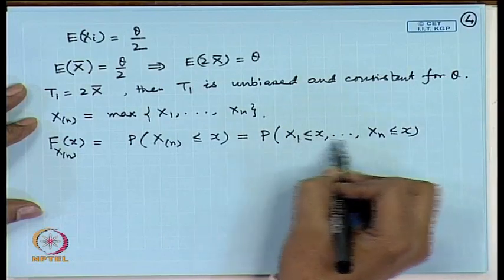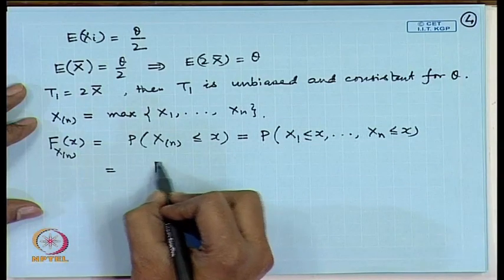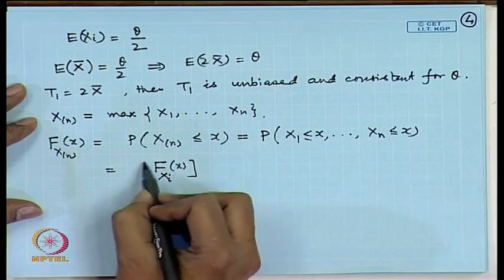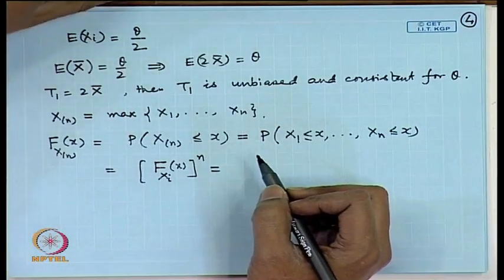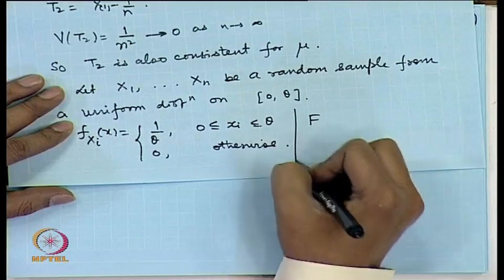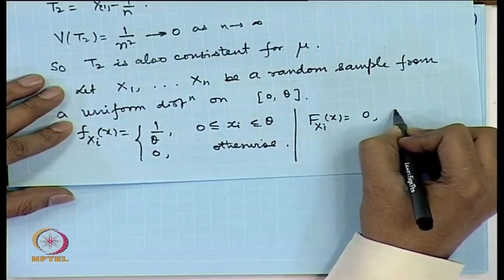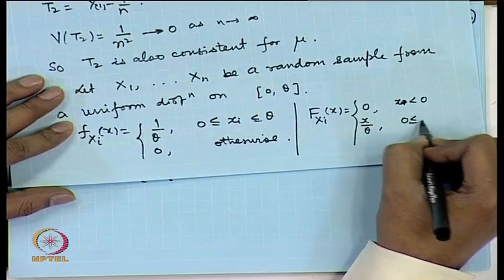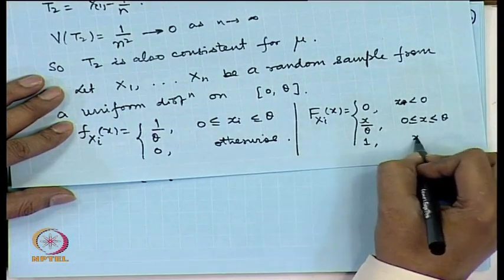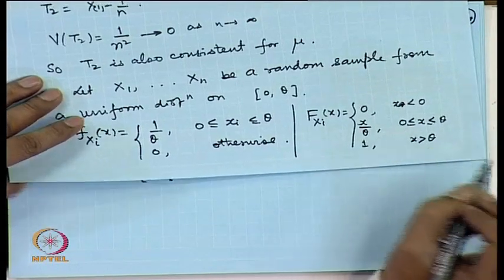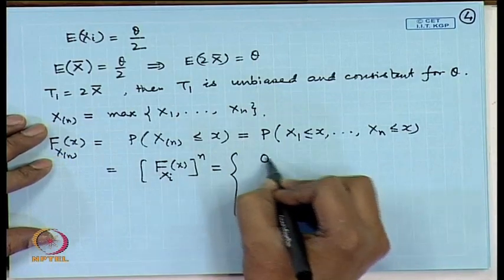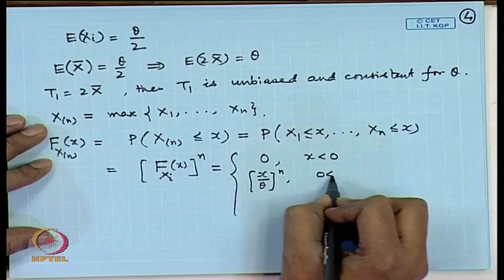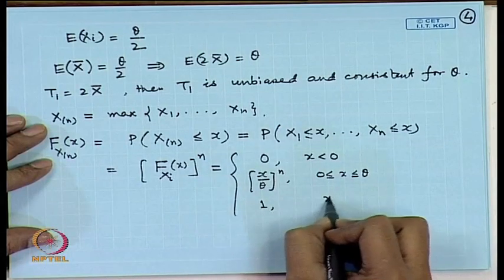And once again using the fact that x i's are independently and identically distributed, this is equivalent to saying each of the x i's CDF at x. So, this is simply this to the power n. Now, for the uniform distribution, the CDF is equal to 0 if x is less than 0, it is equal to x by theta if 0 is less than or equal to x is less than or equal to theta, it is equal to 1 if x is greater than theta. So, if we use this CDF here, this becomes 0 if x is less than 0, it is equal to (x by theta) to the power n if 0 less than or equal to x is less than or equal to theta, it is equal to 1 if x is greater than theta.